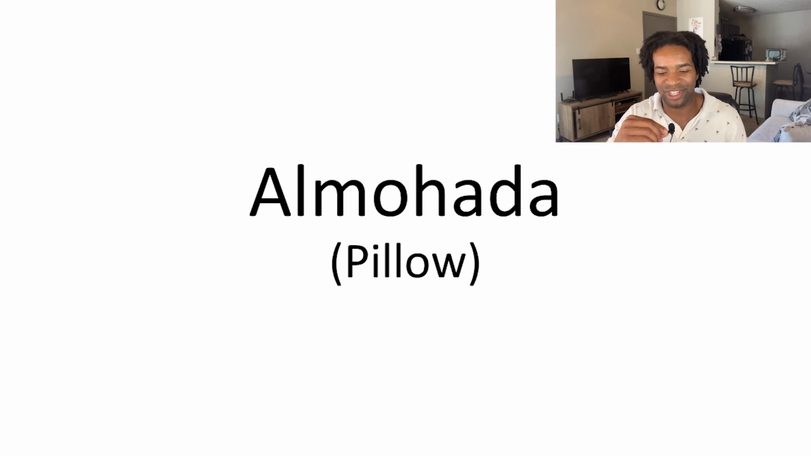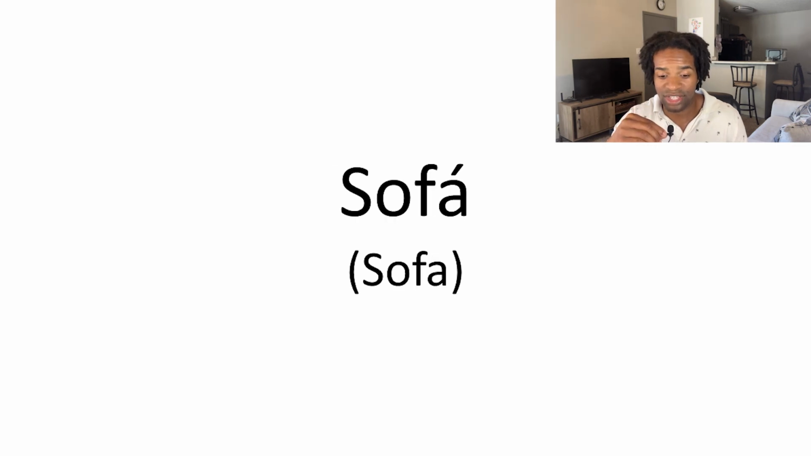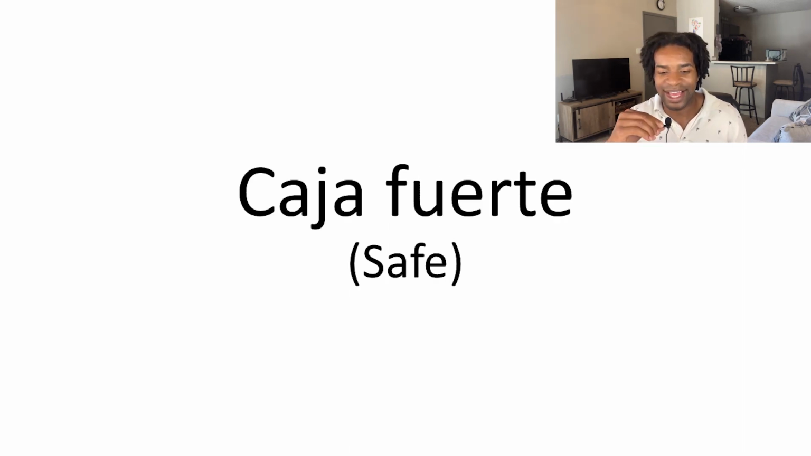Almohada. So this one can be challenging as well because we have the H in the middle of this word. So we combine the O and the A here to make that sound. Sábanas. Sábanas means sheets. I just love the way this word sounds. Sofa. Sofa means sofa. So that one is pretty simple, right? Caja fuerte. Caja fuerte is safe.